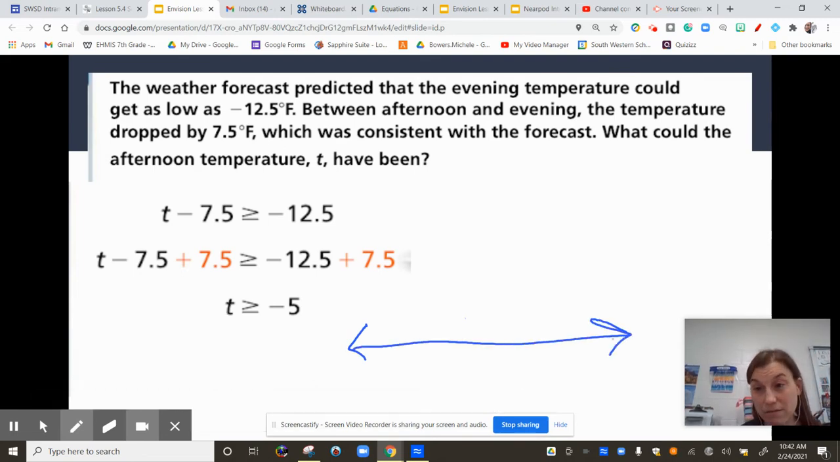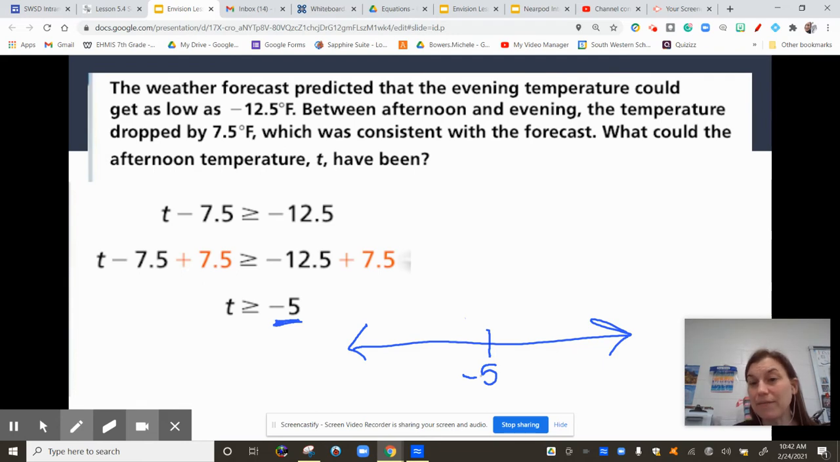When I graph my solution to my inequality, I look at what we call the target number. So the target number here is -5. That's like the goal or the bullseye, essentially. I usually put that in the center of my number line because that's the most important number I need. And then I put things around it.